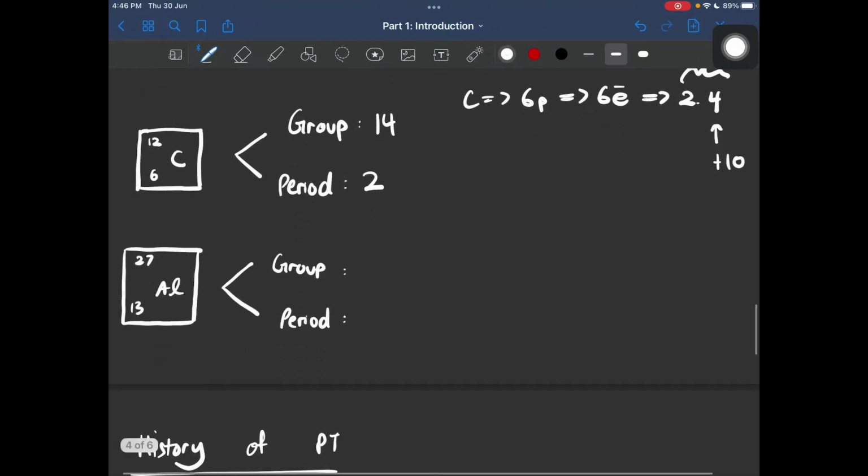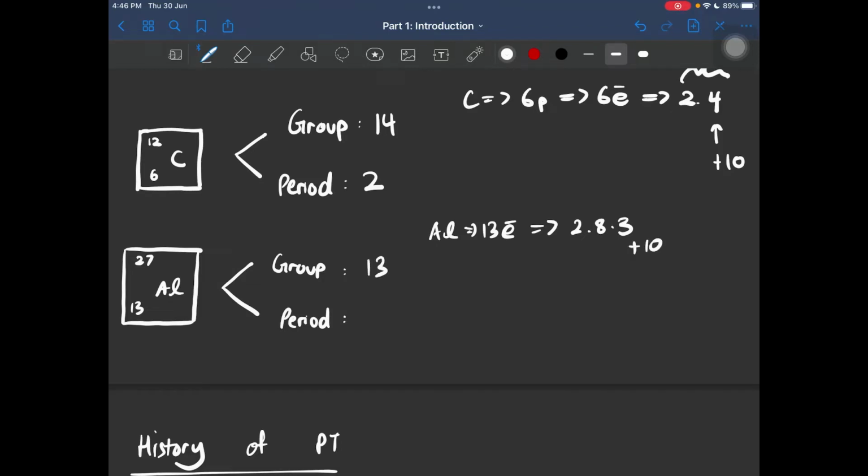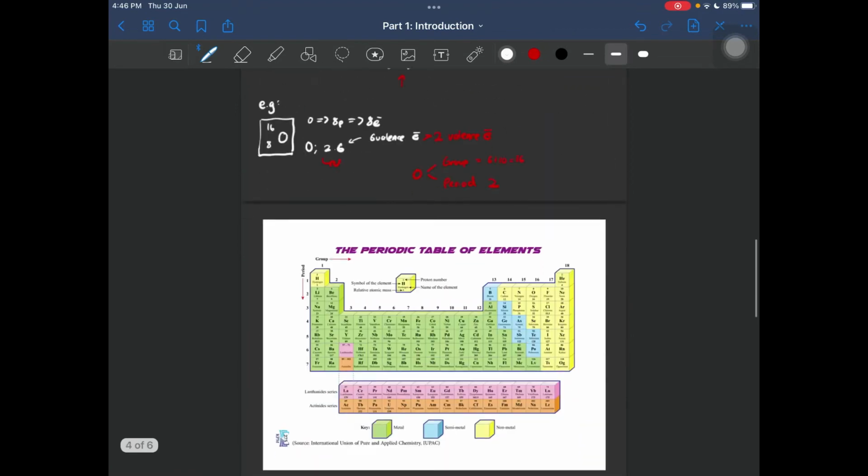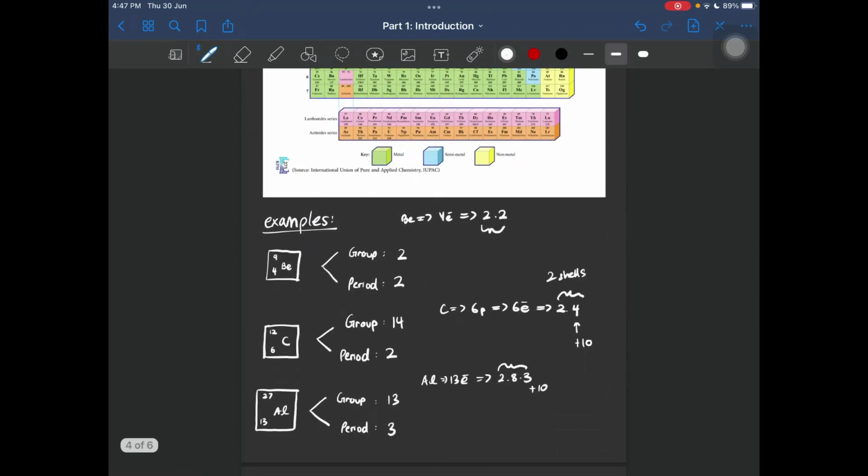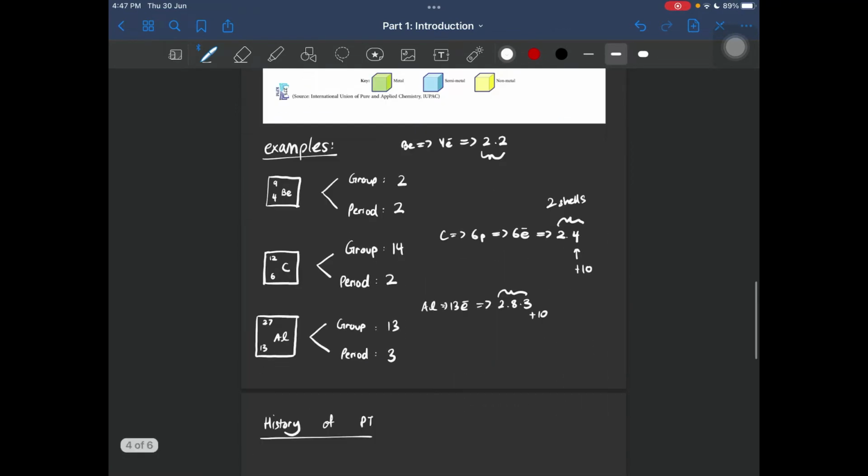Next, let's look at aluminium. Aluminium has 13 electrons, which means it's going to be 2.8.3. So 3 is more than 2, so we have to add 10. So it is group 13 and period 3 because it has 3 shells occupied by electrons. So if these questions come out in your examination, you should be able to answer them.